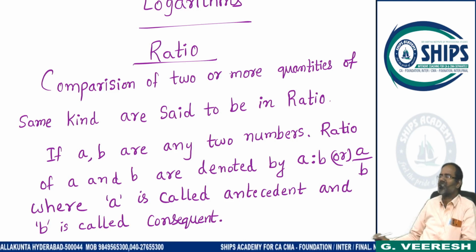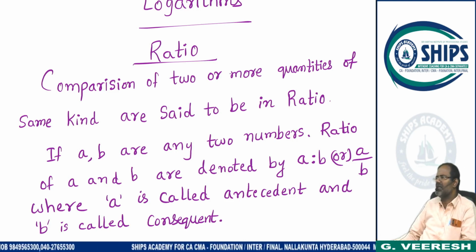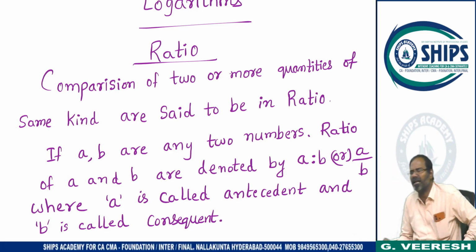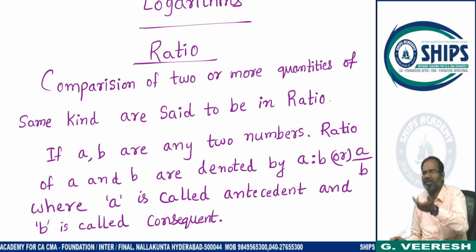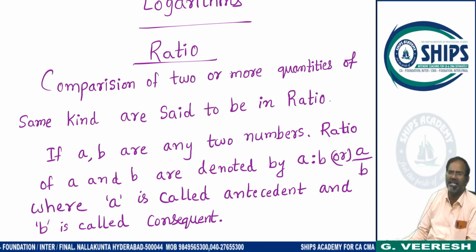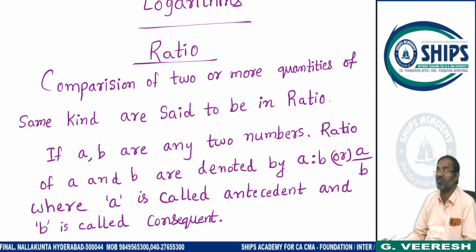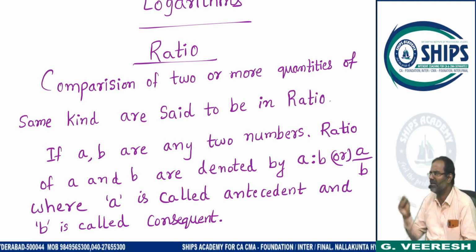Again, if the notation is A comma B, any two numbers, it means A is to B. Suppose I take the ratio of 4 and 8. The ratio of 4 and 8 is nothing but 1:2. So I should not write the ratio as 4 and 8, I should write only 1:2. Even though they give find the ratio of 4:8, I have to write the answer as 1:2 only. That is called simplest form, meaning simplified form.